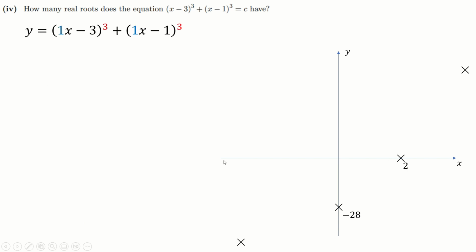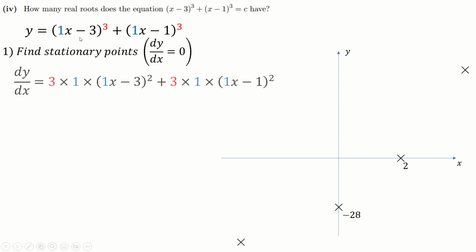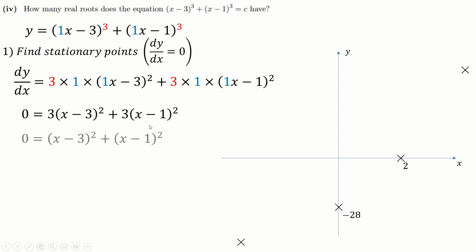So fantastic. Last thing to do will be turning points, or stationary points, maybe I should say. So we're going to differentiate this. I've colored this in just to be really clear about the chain rule that I'm doing here. 3 times the derivative of this is 1, and then this to the power 2, and so on with the other one as well. It all clears up to this. Stationary points happen, obviously, when that equals 0. Divide everything by 3. This is a square thing plus a square thing.